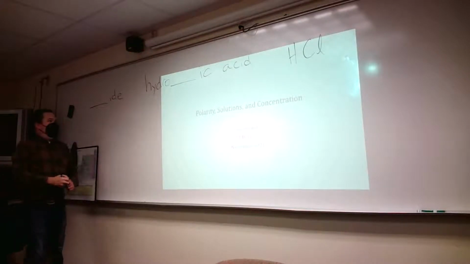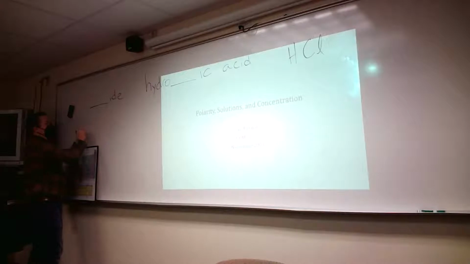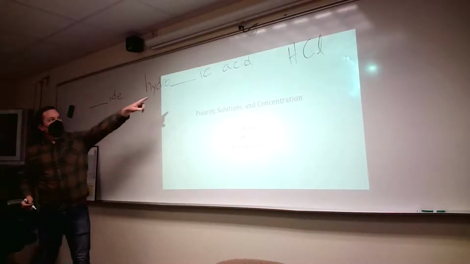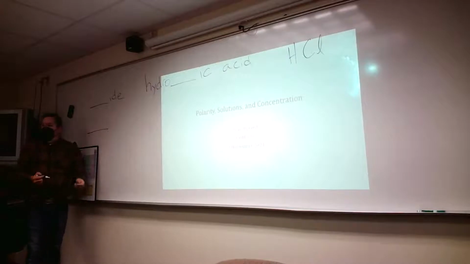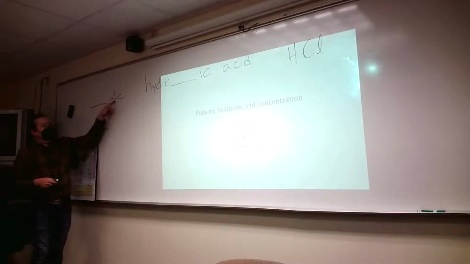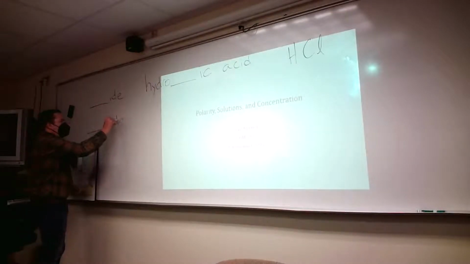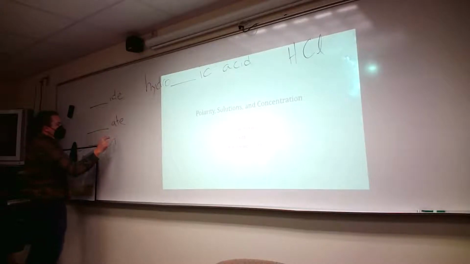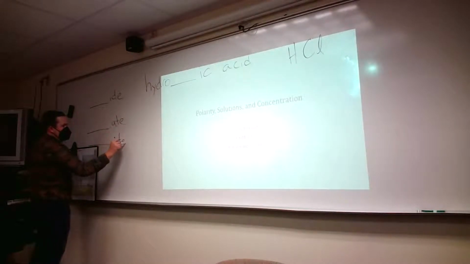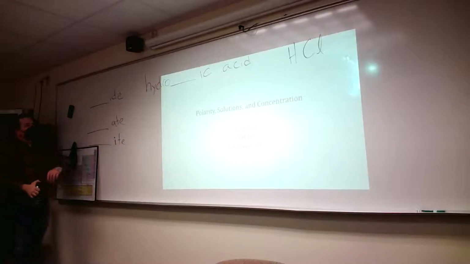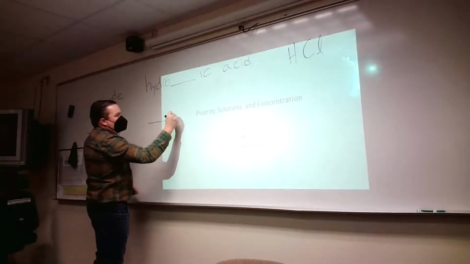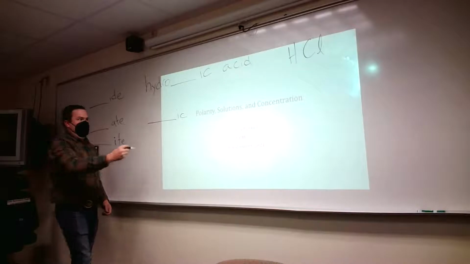Hold that thought. We're going to come back to that. Let's finish these up first. So if it ends in ide, it goes to hydro-ic. What's another ending that we can have based on polyatomic ions? Ite and ate. If you look at your list of polyatomic ions, everything ended in either ide, ate, or ite. If it ends in ate, we don't use the hydro prefix, and then we just still throw ic at the end and in the word acid.